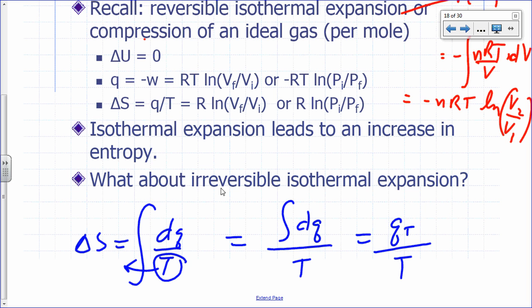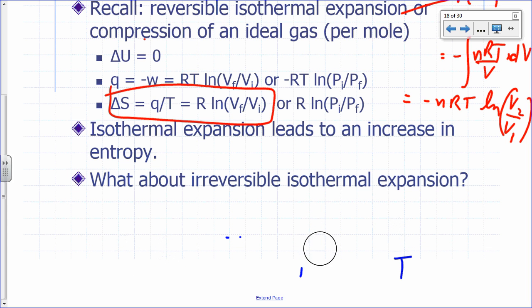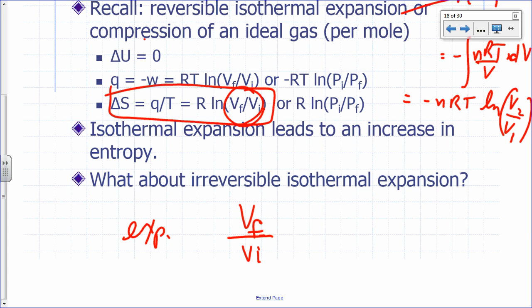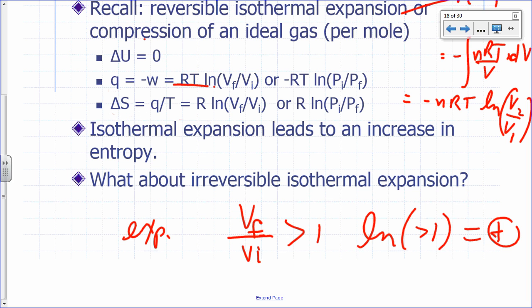Okay? Let's get a sense of what this means. What happens if a gas expands? What is Vf over Vi if a gas expands? Less than 1, greater than 1? If it expands, greater than 1. What's the natural log of a number larger than 1? Positive or negative? It's a positive number. So if it's expansion, delta S is positive. So isothermal expansion leads to an increase in entropy.